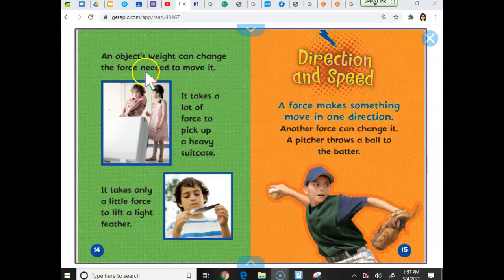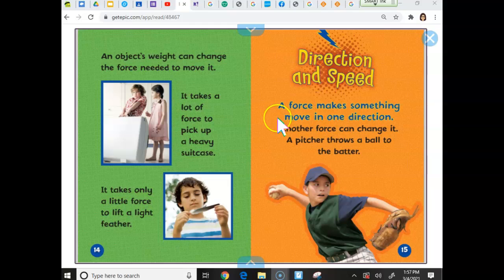An object's weight can change the force needed to move it. It takes a lot of force to pick up a heavy suitcase. It takes only a little force to lift a light feather. Direction and speed.